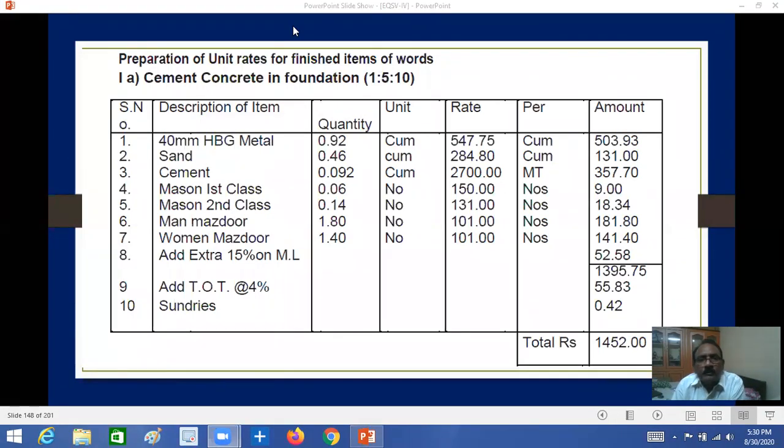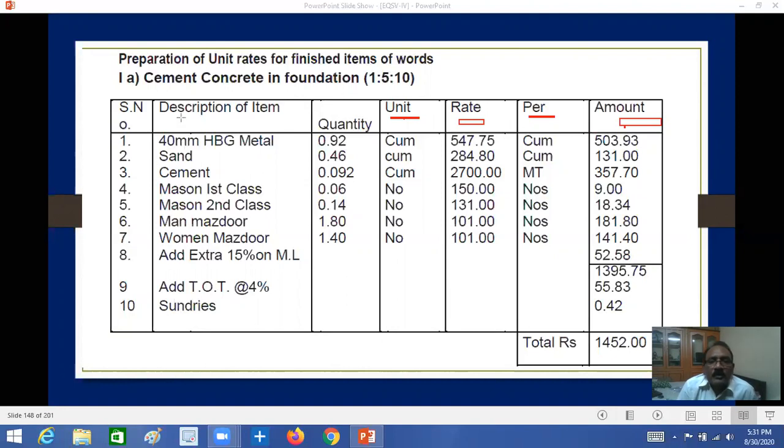unit, rate per unit, and amount. So you have 7 columns including serial number: 1, 2, 3, 4, 5, 6, 7 columns. And in serial number, you will have 1, 2, 3, 4. What is the description of item?